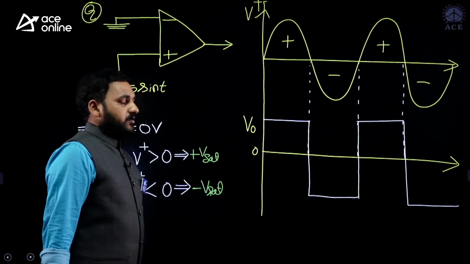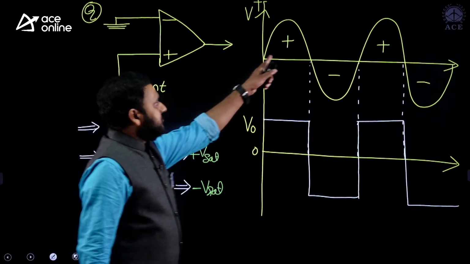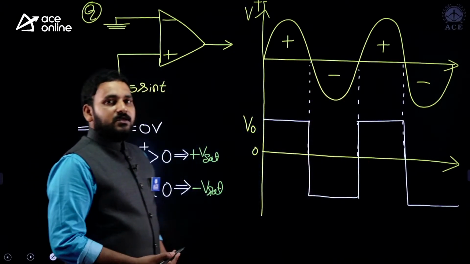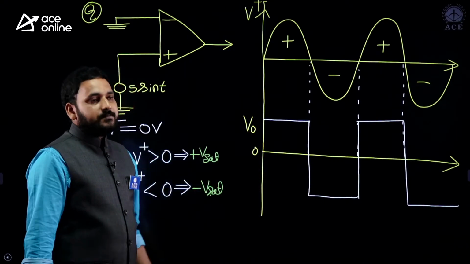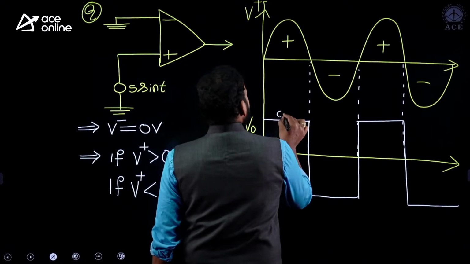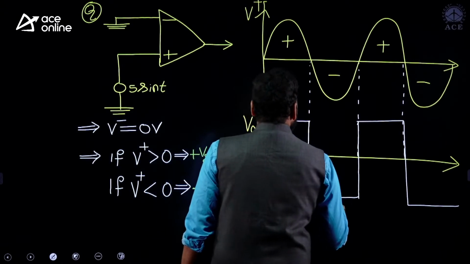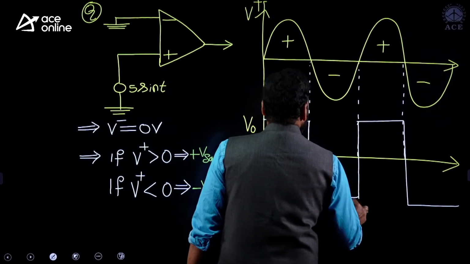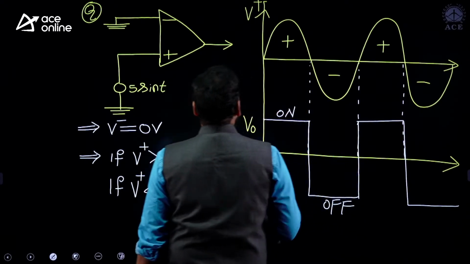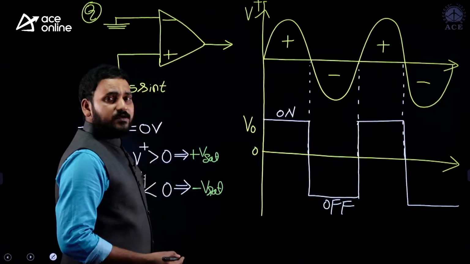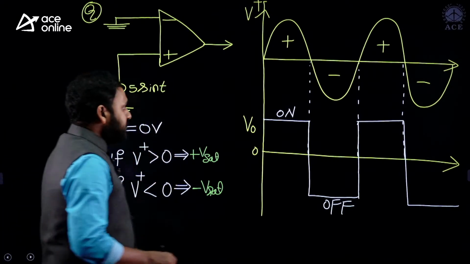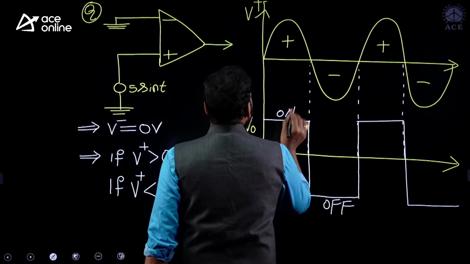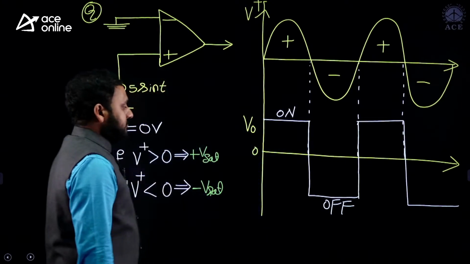You will get the square wave with an on time, and this is the off time. Next time they may even ask you the duty cycle, 50%. On time is equal to off time. On, and this is the off state. Right? So the options are square wave, triangular wave, always 0, always plus V saturation, and the output is a square wave. Square wave is the answer.